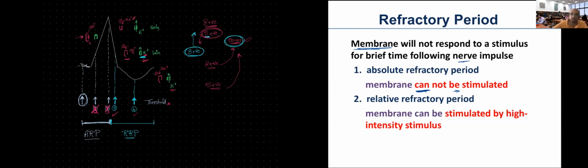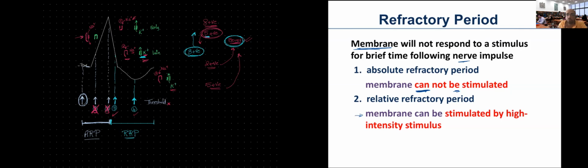And during depolarization, your sodium channels are already opened. And during early repolarization, you're closing the sodium channels. So you will not be stimulated. And relative refractory period is the time when the membrane can be stimulated, but by a higher intensity stimulus, stronger than threshold.